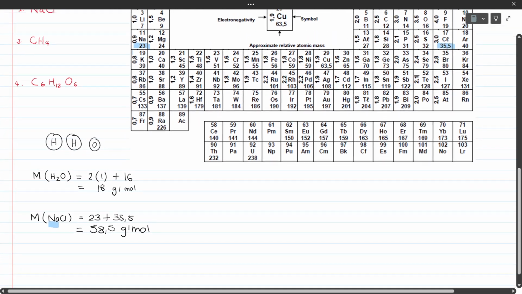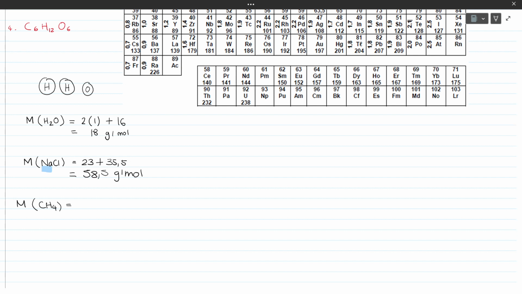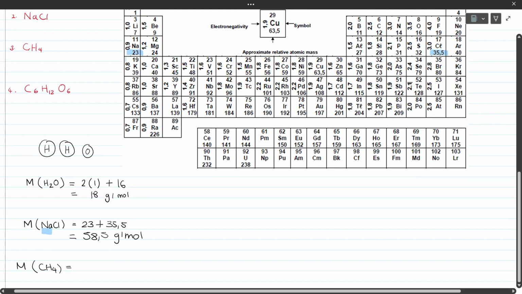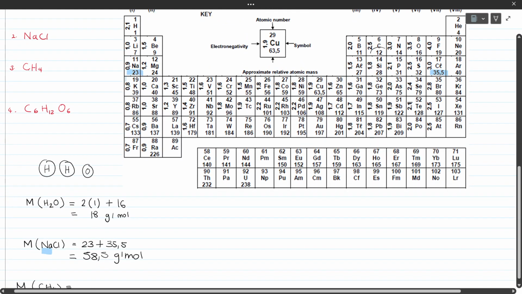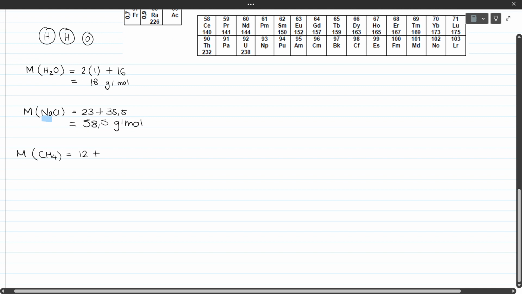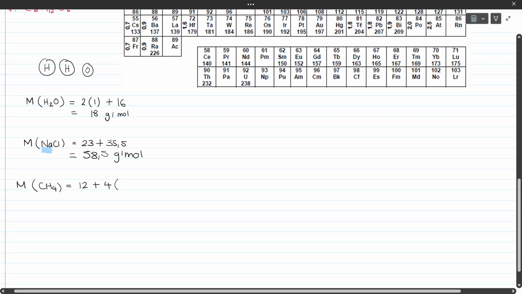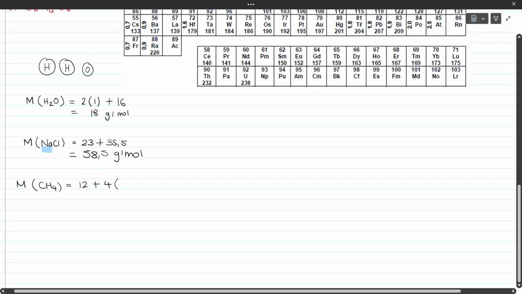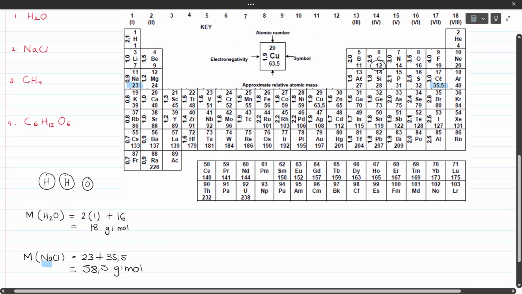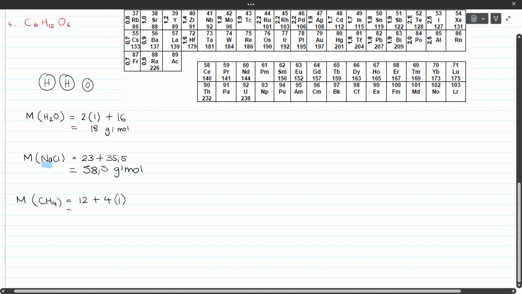And then the next one we have is CH4. So we want to find the molar mass of CH4. So first we're going to look up the molar mass of carbon. And we know that it is 12. Plus, now we have hydrogen. How many hydrogen atoms do we have? 4. Okay, so we put a bracket there to say we've got 4 of that one atom. And if we look up hydrogen, we've got a relative atomic mass of 1. So we've got that.